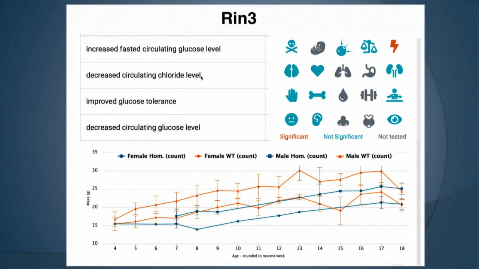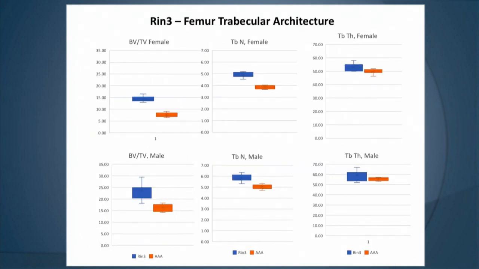The IMPC didn't find any skeletal findings at all. They are reporting a low growth rate and weight gain. We didn't see that, our mice didn't show that, so I don't quite know the explanation for that. So if we look at the CT data on this one, we can see that in the femur, BV/TV is high, as we said before, and there are also more trabeculae, but the thickness is normal.